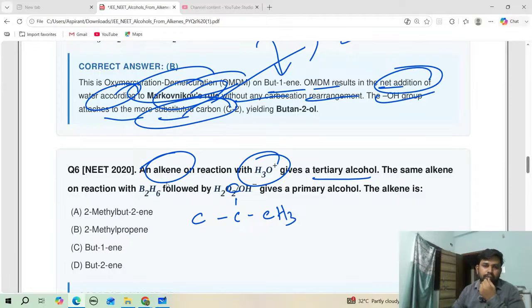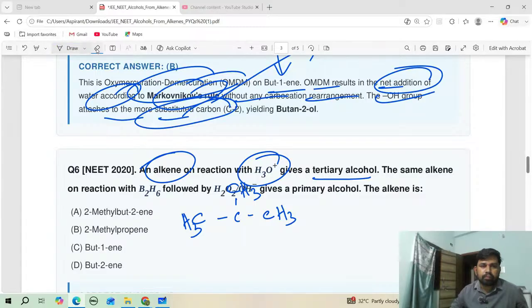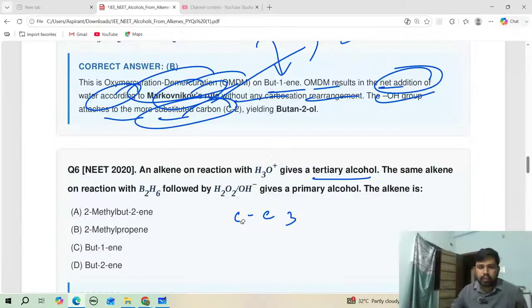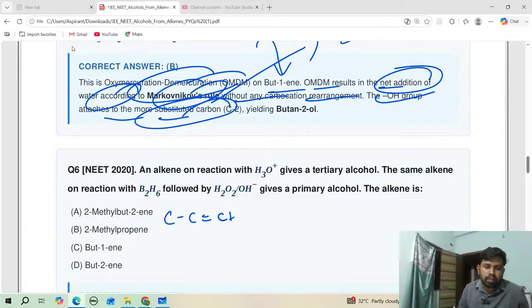CH3, CH3, CH3. There must be an alkene, right? Alkene means a double bond. Now what I'm saying, I'll write a three-membered chain with a double bond: one, two, double bond CH2. This is CH3. This is CH3.